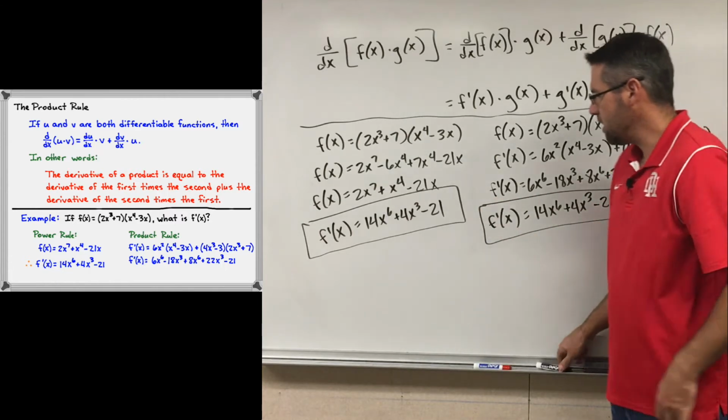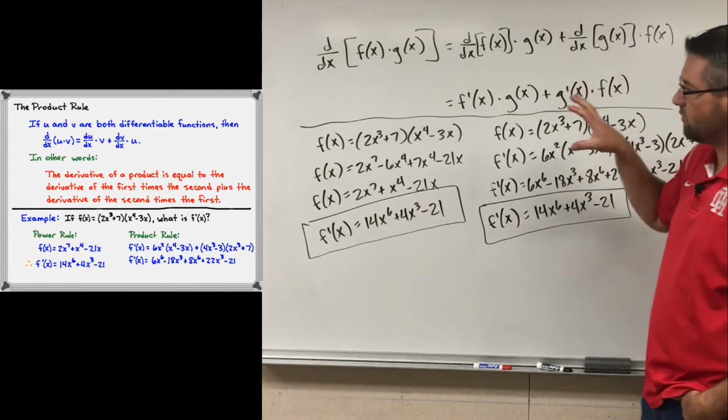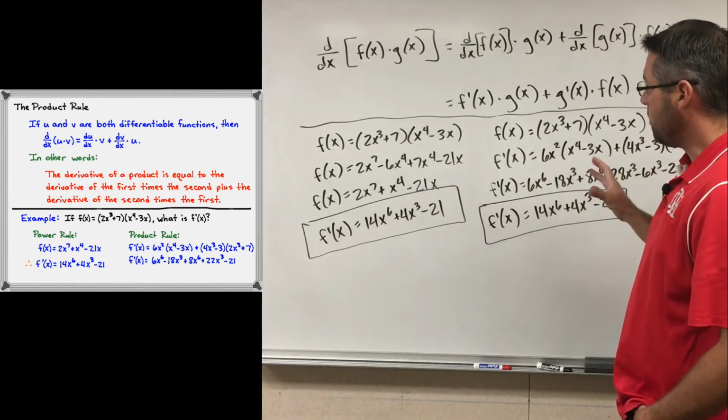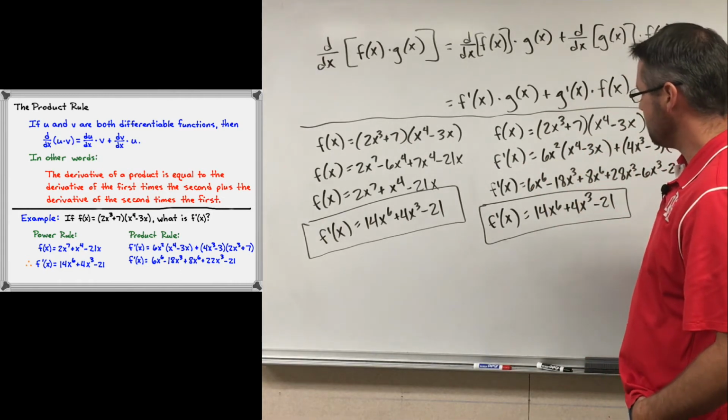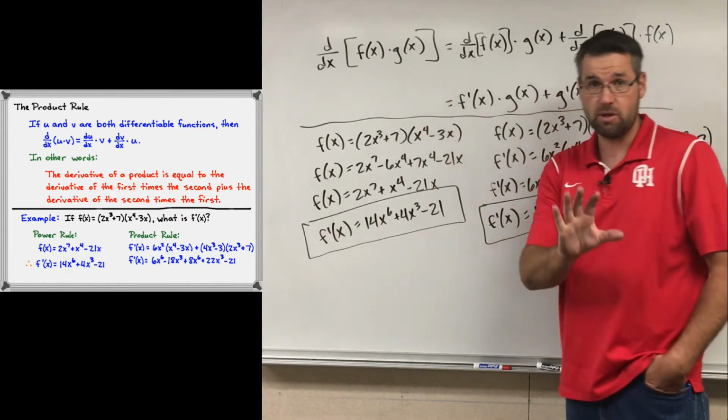So you can see that they produce the same derivatives, so that kind of verifies, at least for this example, that the product rule does work. Now, some of you might be saying, well, it seems to me like that was more work than this one was, and I agree with you.